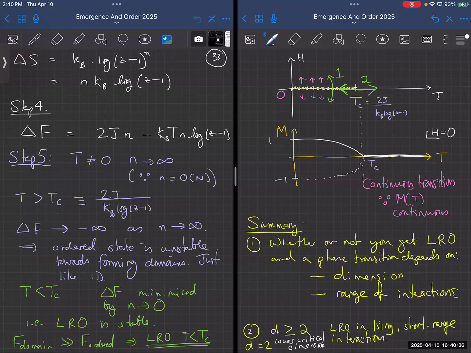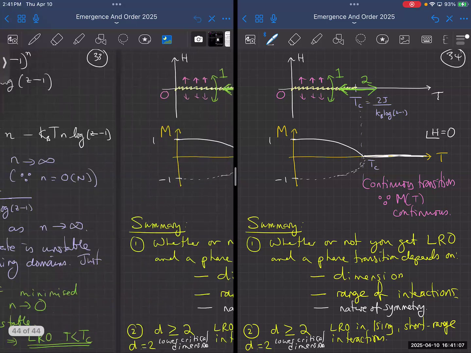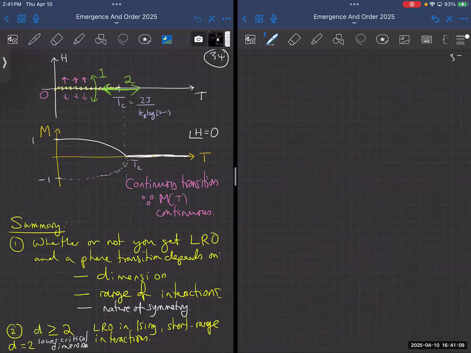Now, what I'm going to show you next, it's going to take us a while to get to this result, and you're going to prove it in one of the homeworks. But this depends not just on dimension, and it doesn't just depend on the range of interactions, it depends on something else. It depends on the symmetry of the system, the nature of the symmetry. And that's what I want to go to now. I want to get on to talking about symmetry and how symmetry enters into all of this. Okay, so let's start a new section.